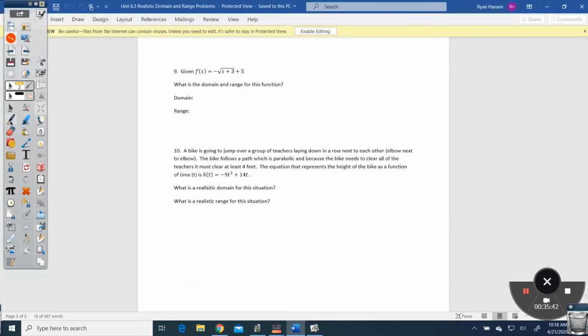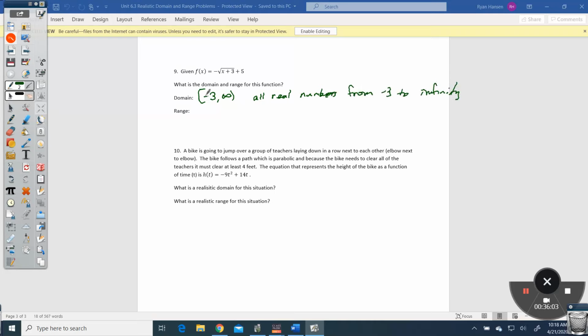So when I go to write the domain and range, the domain, it does not go to the left of -3, but it goes out to the right forever. So all real numbers from -3 to infinity.